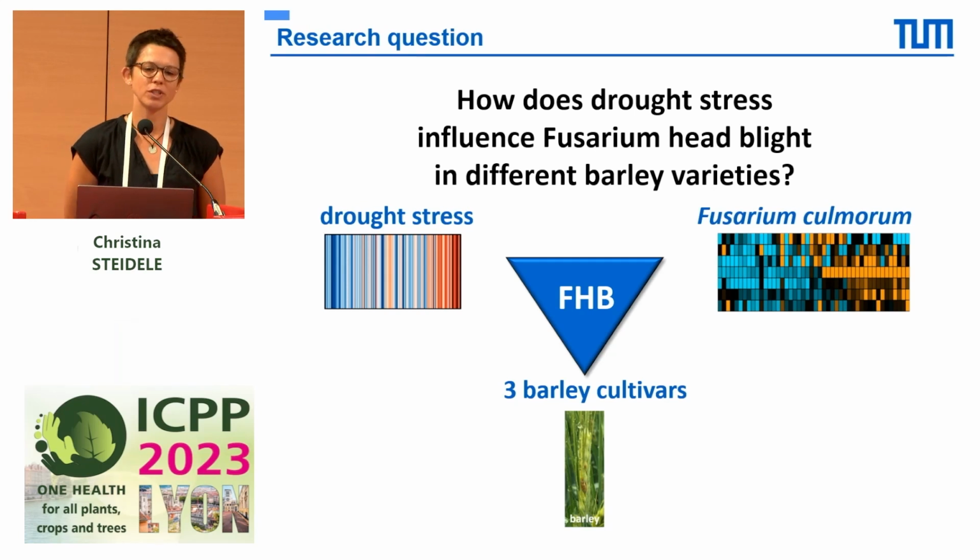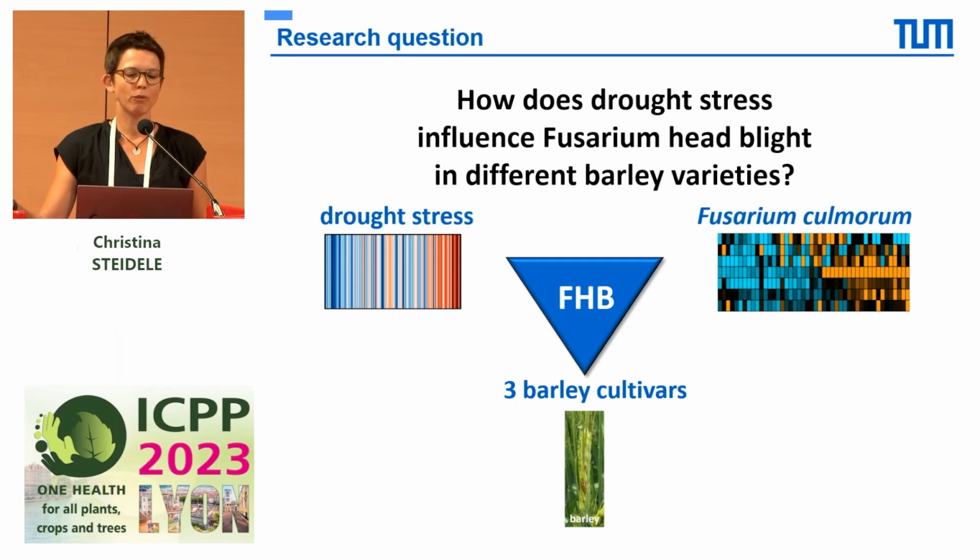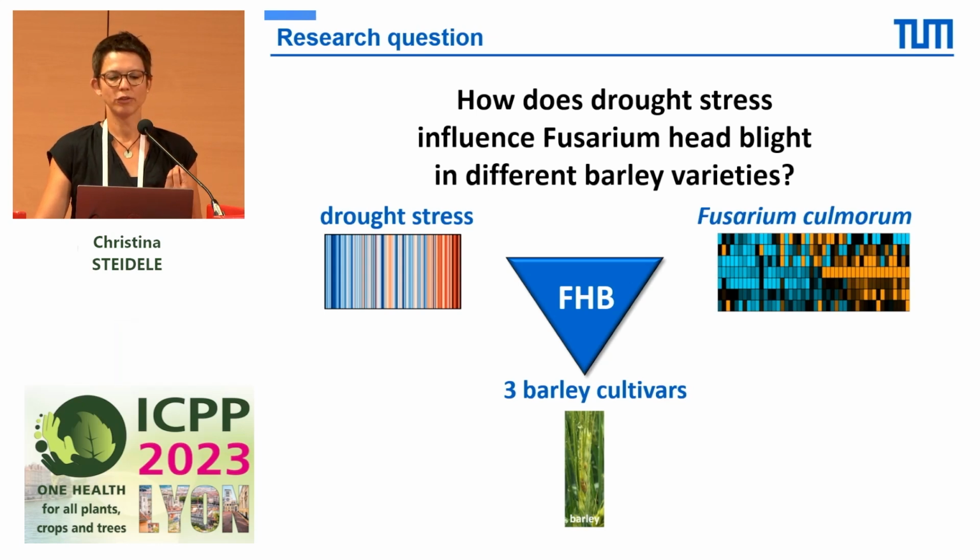So in the frame of this project, we wanted to identify how drought stress affects Fusarium head blight disease in different barley varieties. We were especially interested in different barley cultivars because we want to be prepared for climate change, and we want to offer breeders varieties or traits that they should look for in the future.